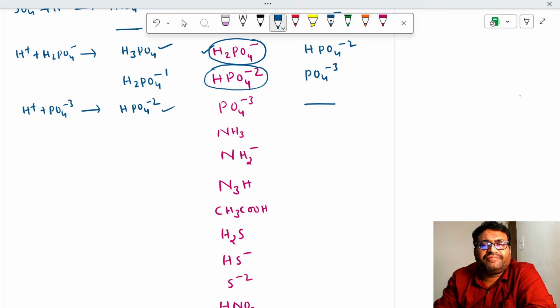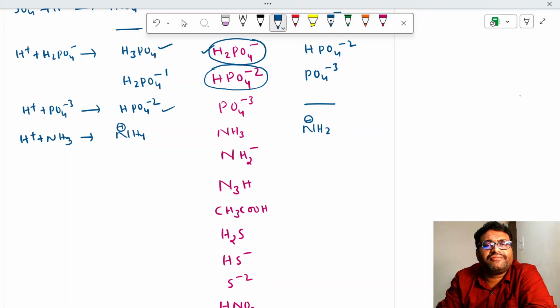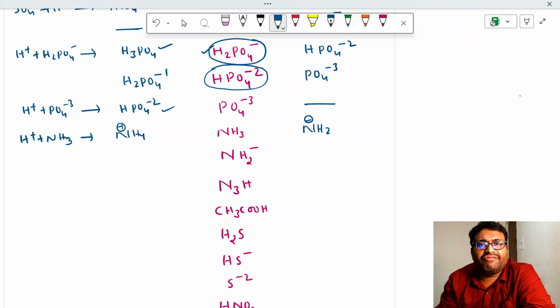So NH3, can it lose a proton? Yes. So NH2 minus will be the conjugate base of NH3. What will be the conjugate acid? H plus, NH3 gives you NH4 plus. Yes, we have the conjugate acid of NH3. So when one substance is given, if H plus is added to that, the formed species is called the conjugate acid. After removal of a proton, whatever species is obtained is called what? Conjugate base.